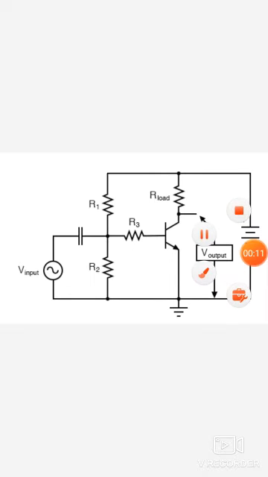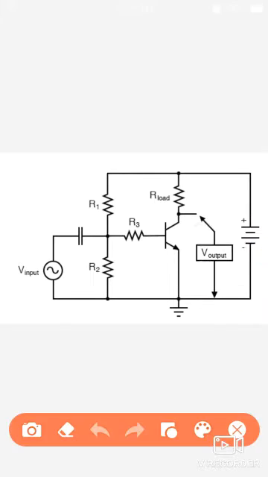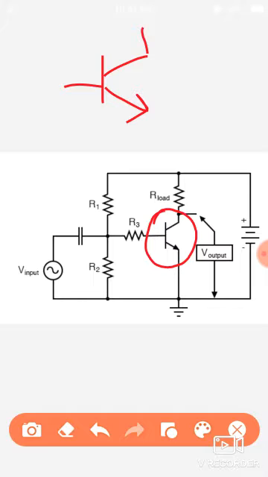Here, a simple circuit is taken, and to amplify a signal, an NPN transistor is taken here. By its pin configuration, it is clear that this is the emitter, the collector, and this is the base of the transistor.